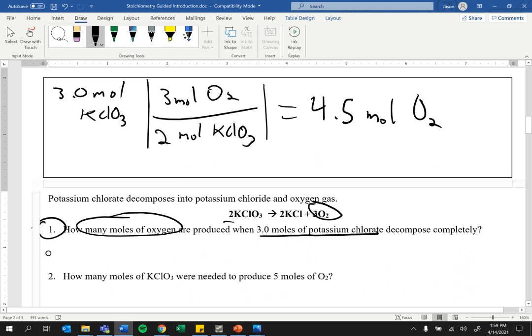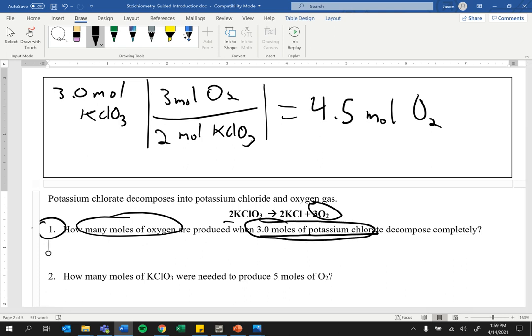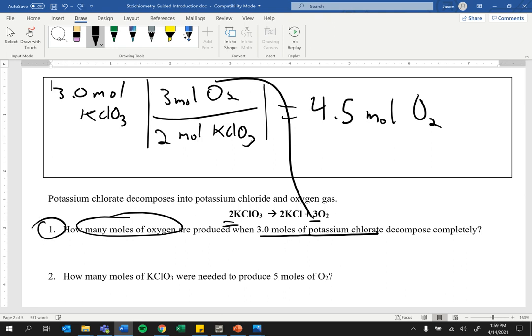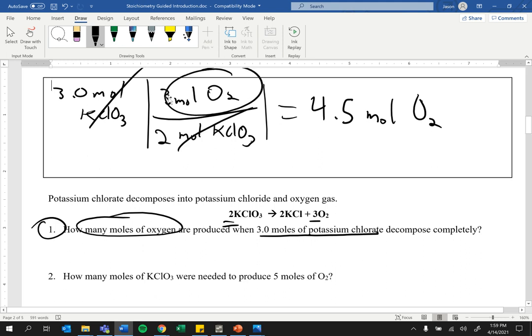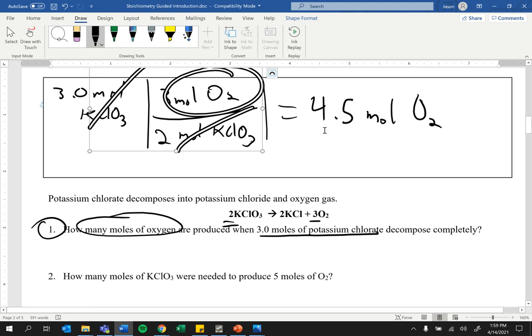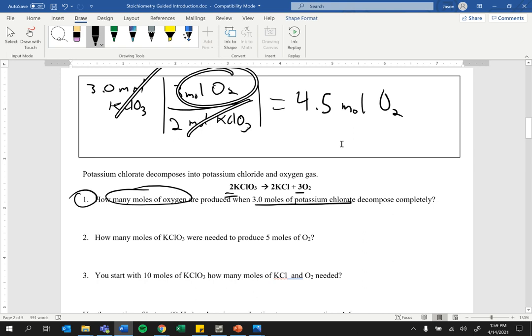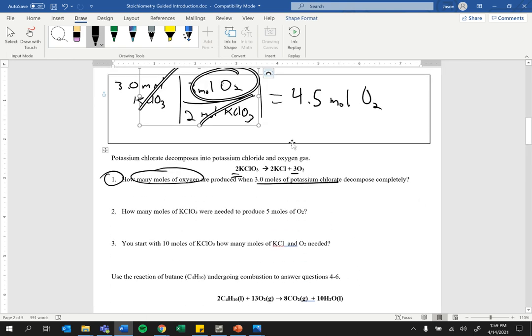So what did I do there? I started with my given. I plugged in these 2 numbers right here as my mole ratio to say for every 2 moles of potassium chlorate, 3 moles of oxygen are produced. These cancel out. My final unit is moles of O2, and I did 3 times 3 divided by 2. 4.5 moles of oxygen are produced. That's going from moles to moles.